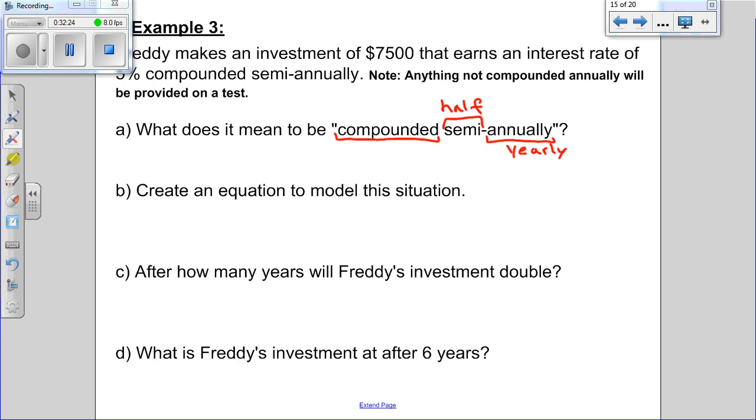In this case, it's an investment, so you want to get your interest. They're paying you interest. That's a good thing. But that's what it means to be compounded semi-annually. It means calculated every half year, every 6 months.